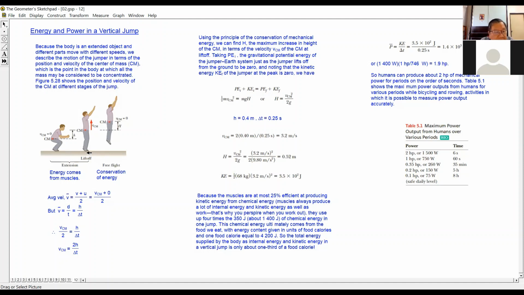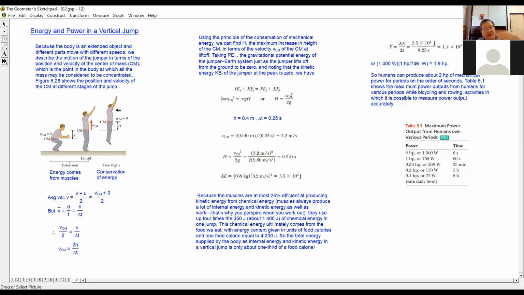The second stage is that his initial velocity as he lifts off from the ground is v. To indicate this is the initial velocity of the center of mass, it is called VCM. So from this stage, he's already straightened his body and he lifts up until the maximum height. So this is another stage.